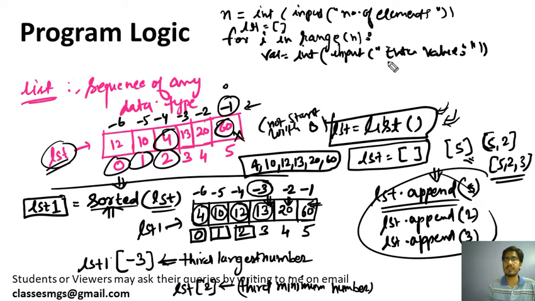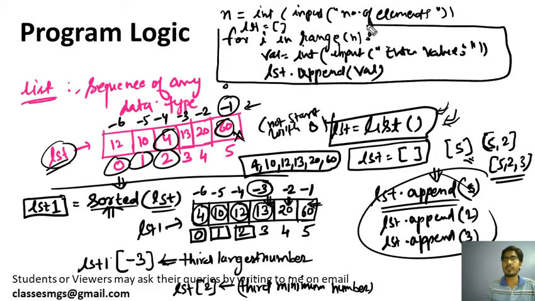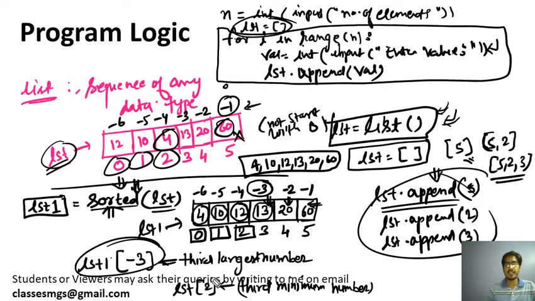If you have read the topic of the list, how to take the values in the list, you can use the list dot append method. I have already told you how to use the append method, and you will pass this value. And let's suppose the user wants to add 4 values, this loop will continue 4 times. The user will be prompted to enter the 4 values, and these 4 values will be appended into this list variable lst. Now all the rest we know. We will sort the list, then we will access the third largest and third smallest number.